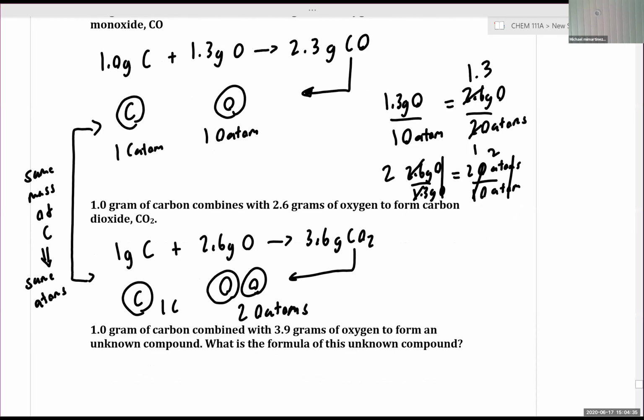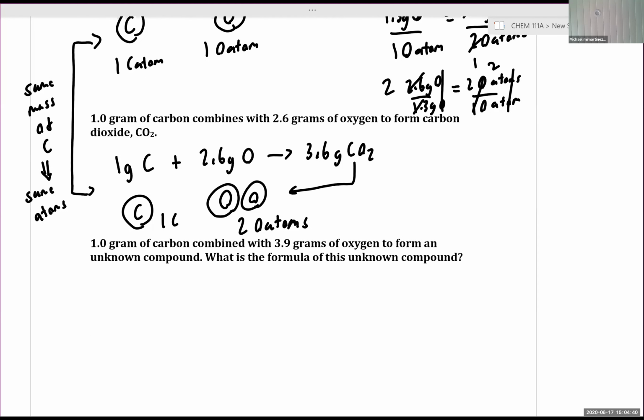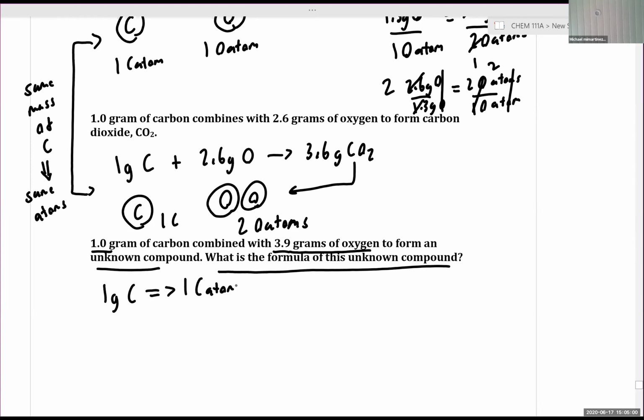Okay, so now from here, when 1 gram of carbon is combined with 3.9 grams of oxygen, we get an unknown compound, and we're asked to figure out what is the formula of the unknown compound. So we know previously that 1 gram of carbon leads to 1 carbon atom in our product. So at the bare minimum, we definitely have 1 carbon atom in this unknown product, right?